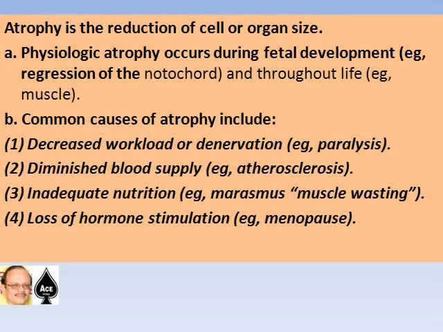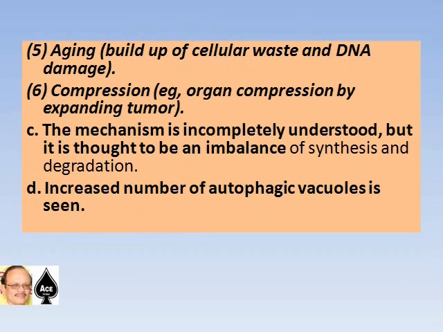Atrophy is the reduction of cell size or organ size. Physiologic atrophy occurs during fetal development, like regression of the notochord, and throughout life, like muscle. Common causes of atrophy of muscles include decreased workload or denervation, like paralysis; diminished blood supply, like atherosclerosis; inadequate nutrition, like marasmus and muscle wasting; loss of hormone stimulation, like menopause.